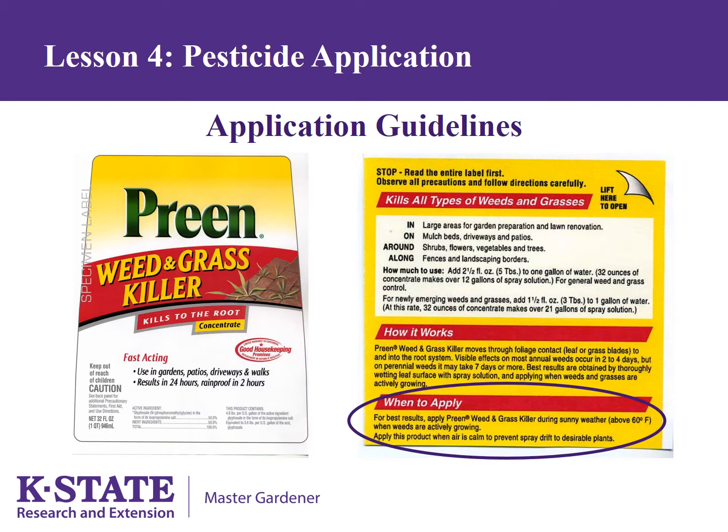The label contains information on when to apply this herbicide. In order to achieve the best results, use this product when weeds are actively growing and the temperature is above 60 degrees Fahrenheit. Also apply when the air is calm to prevent drift to desirable plants.